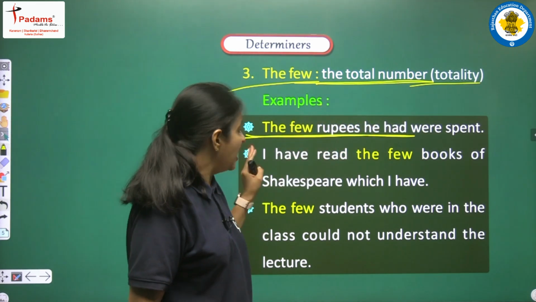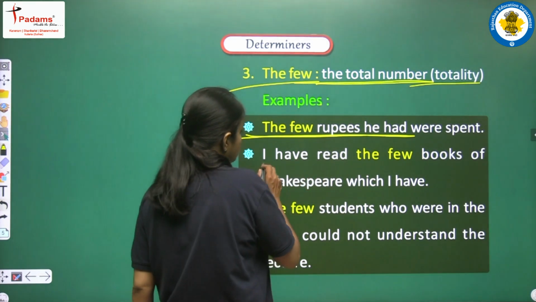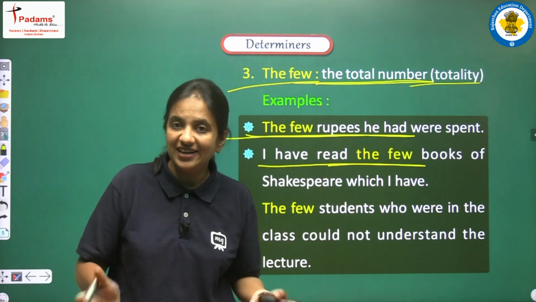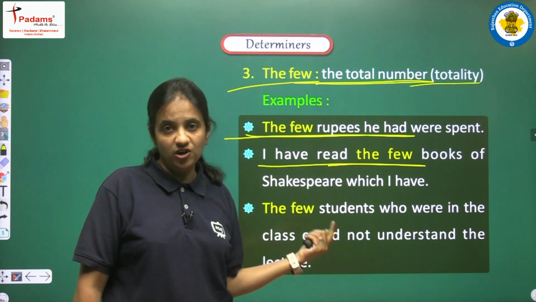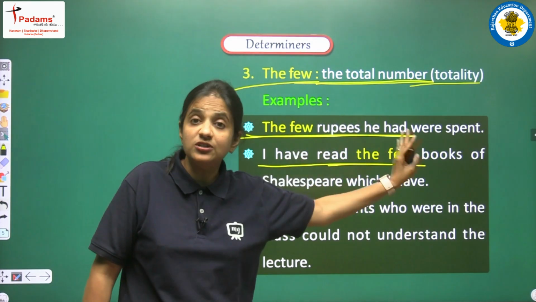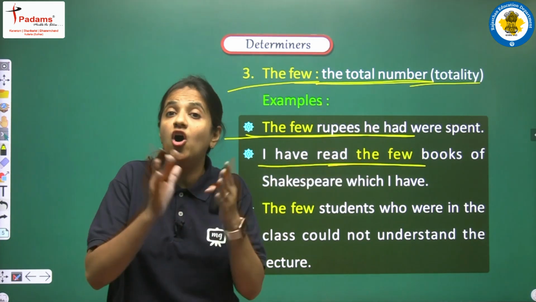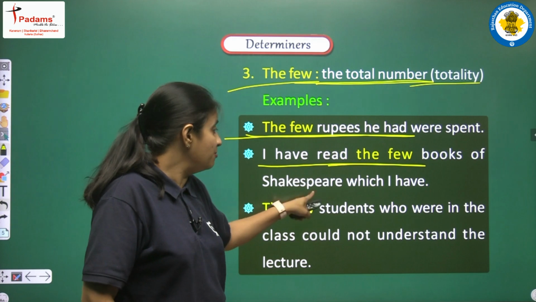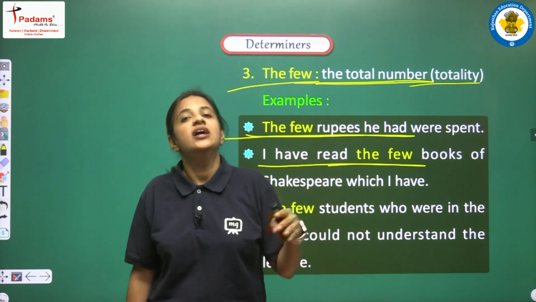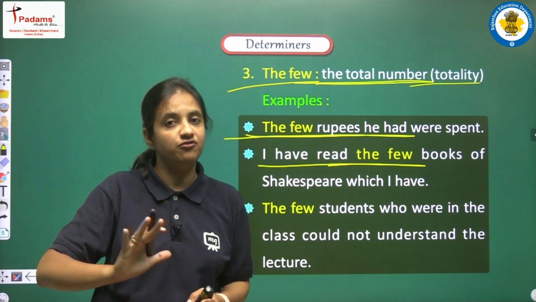One more example, I have read the few books of Shakespeare which I have. So here in this sentence also we are trying to indicate the total number. Here also we are trying to indicate the totality, and we are saying Shakespeare, we all know it's a very famous writer, very famous author. So Shakespeare की लिखी हुई जितनी भी बुक्स मेरे पास थी, right. So I have read the few books. It means that I have read all the books that I was having written by Shakespeare. Okay, so again this thing is clear that with the help of the few, again we are trying to show the totality, again we are trying to show the total number of the books.